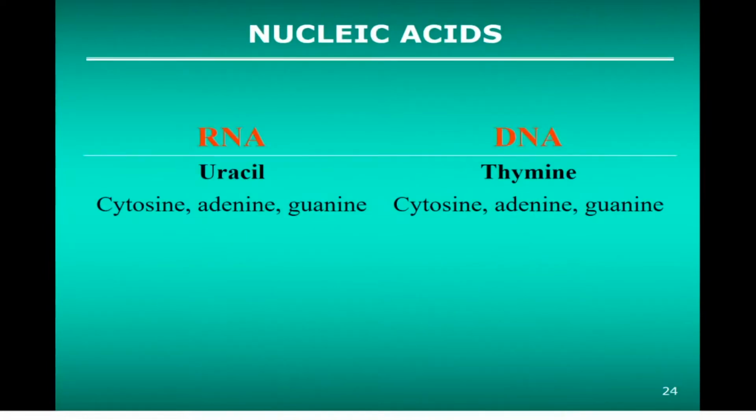So, RNA and DNA differ in composition by one nitrogenous base. Both of them consist of cytosine, adenine, guanine, but in RNA the major structural unit among the nitrogenous bases is uracil, and for DNA, thymine.